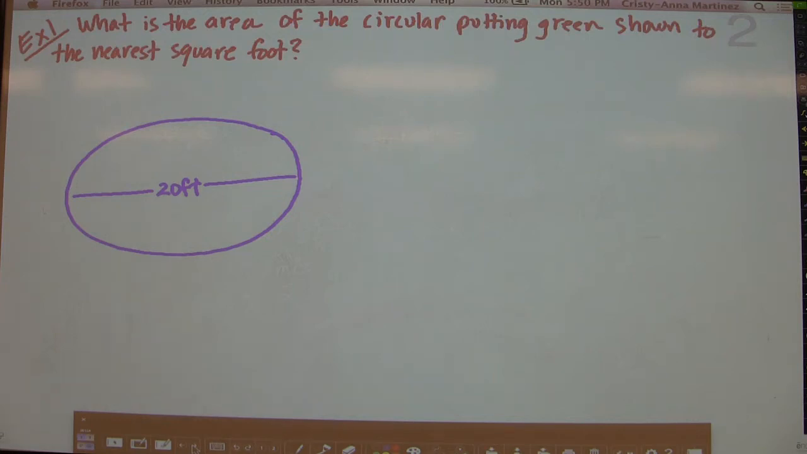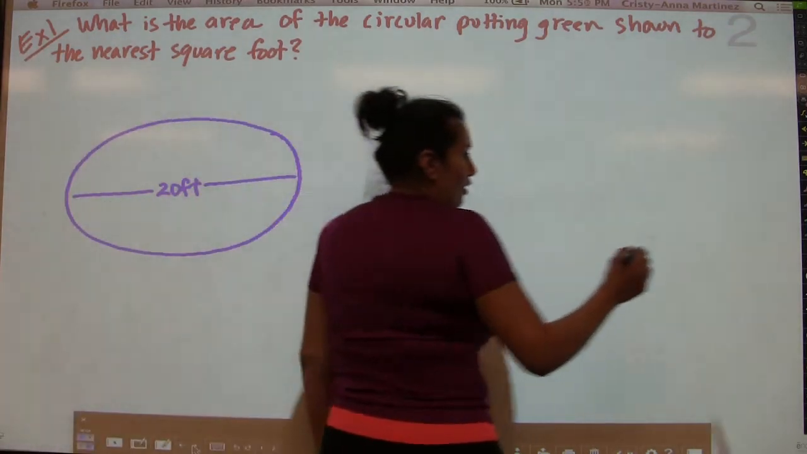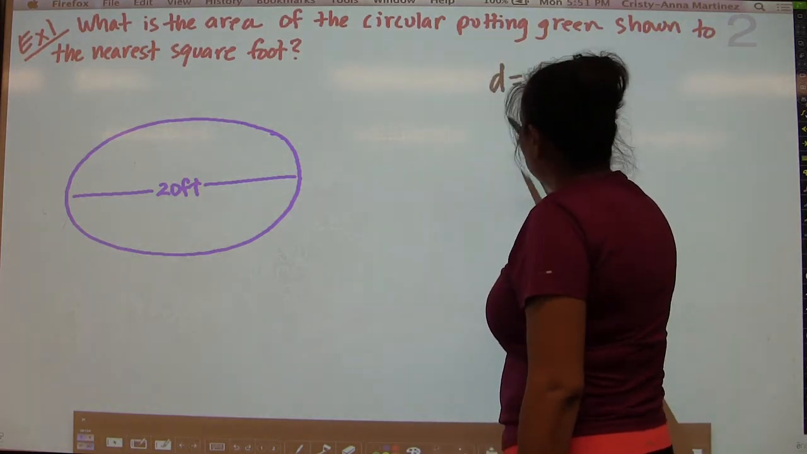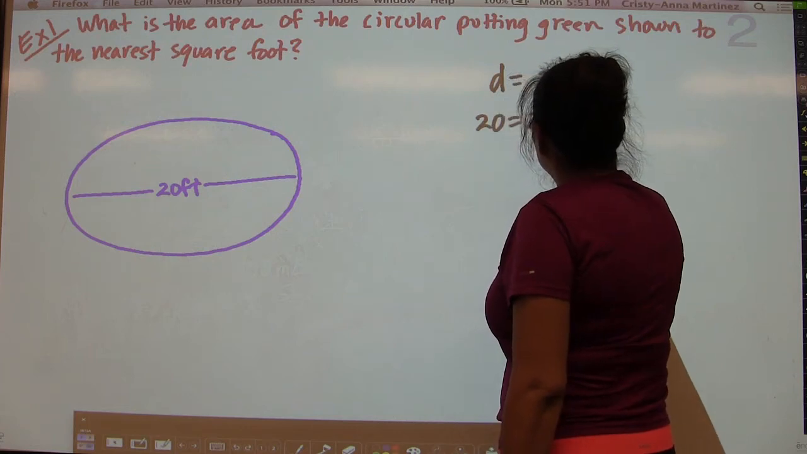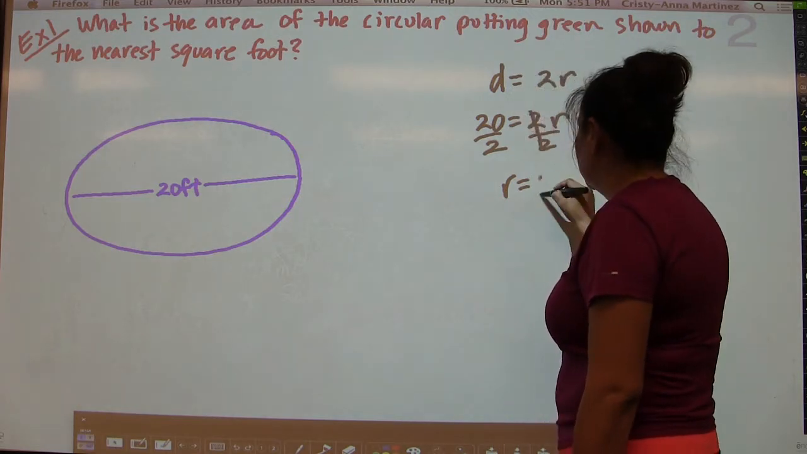In example 1, it says, what is the area of the circular putting green shown to the nearest square foot? Now it doesn't look very circular, but that's because you're looking at it from a far off distance, but this is supposed to be a circle, so we're going to base it off of that. What we know is that the diameter of the circle is 20 feet, and the diameter of a circle is equal to 2 radiuses. So the diameter is 20, which means that the radius is 20 divided by 2, or 10.